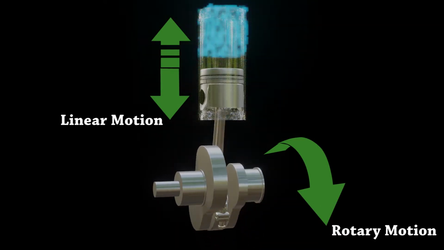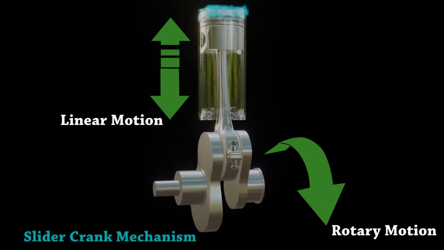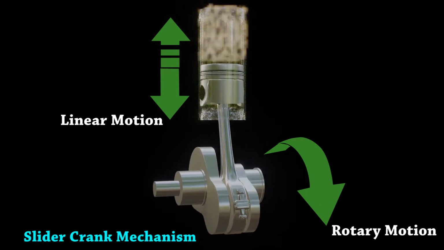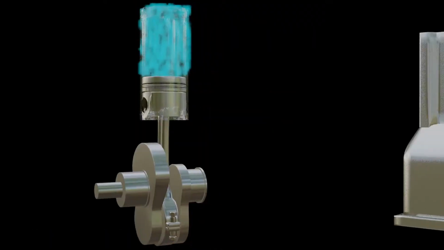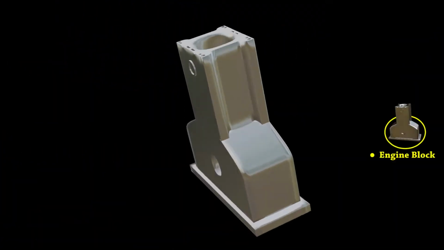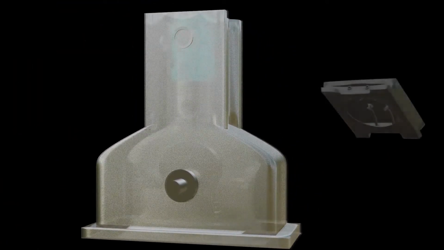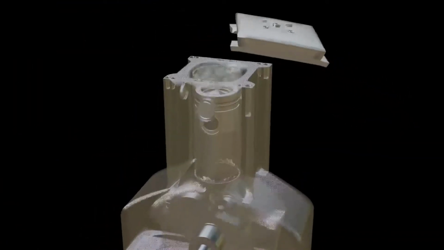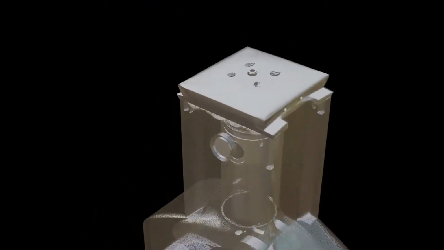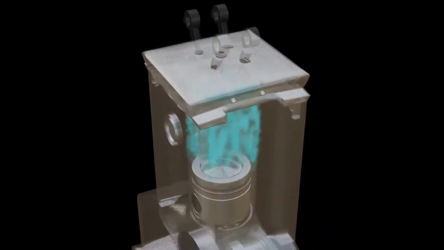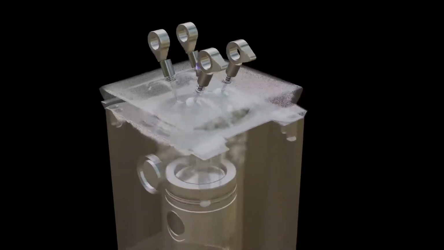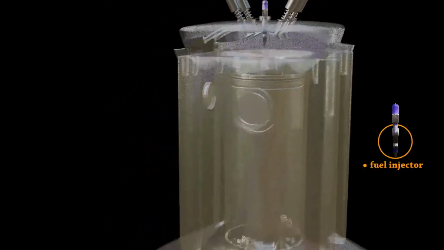This arrangement of the piston, rod and crank is called a slider crank mechanism. To support this mechanism, the mechanical parts are placed inside the engine block. And then a special type of cover is placed above the engine block. Both the valve and fuel injector are fitted into the cover above the engine block.